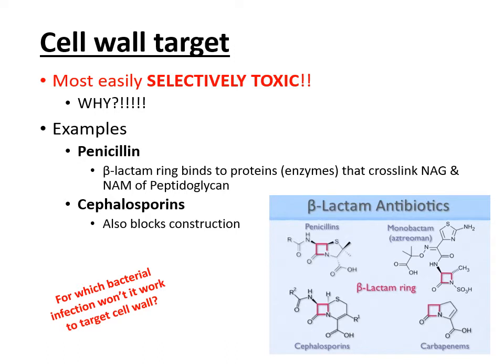The way they do this is, if you look at their chemical structure, they have what's called a beta-lactam ring. Okay, beta-lactam ring. I want you to circle the word beta-lactam ring because that will be important when we talk about resistance. Basically, they use that ring to bind to the enzymes that would build peptidoglycan so that those enzymes can't work anymore. No peptidoglycan, no cell wall.